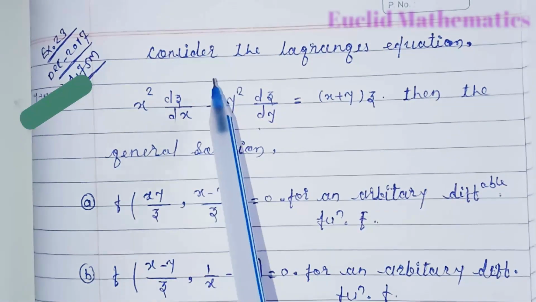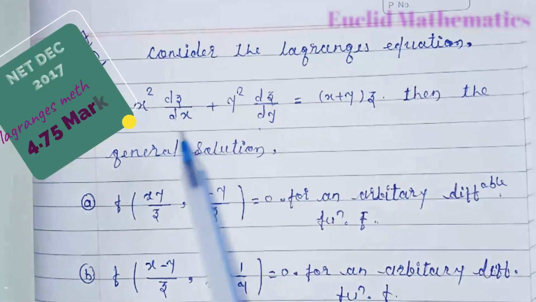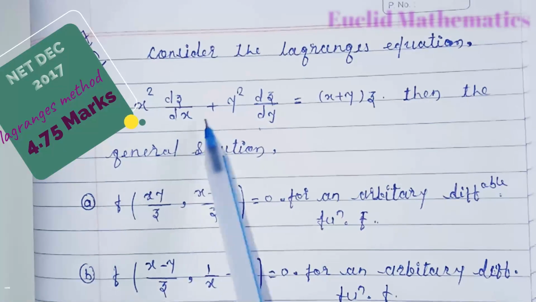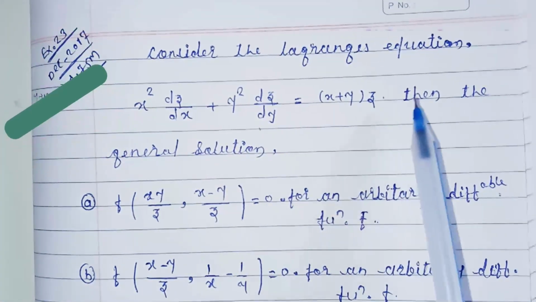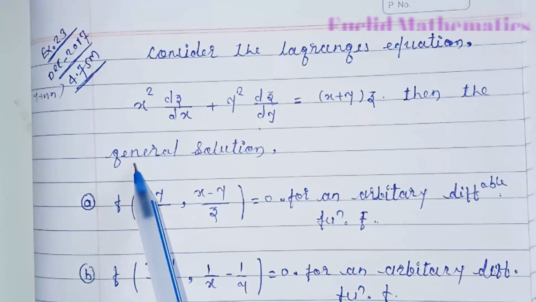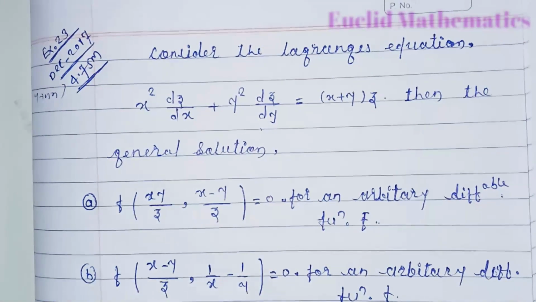Our question is: consider the Lagrange's equation x² dz/dx + y² dz/dy = (x + y) z. Then we have to find which of the general solutions is correct among these four options.